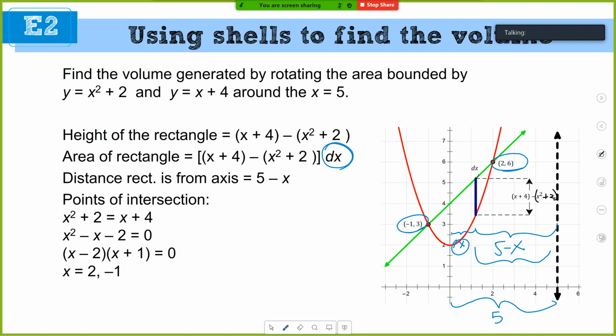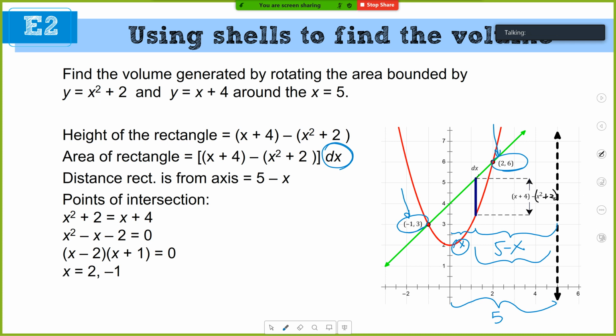I'll come back to you in a second. Yes, sir. Just because it's rotating around the vertical line. Okay. Now, those aren't incorrect. I'm asking a question I'm looking for the answer to. And the answer is vertical rectangle, like I said, everything is in terms of x. So my functions are in terms of x. My limits of integration are in terms of x, which tells me take the x value there, take the x value there. Okay?